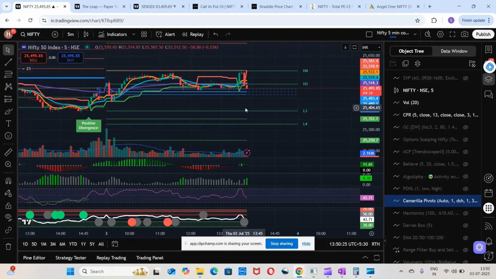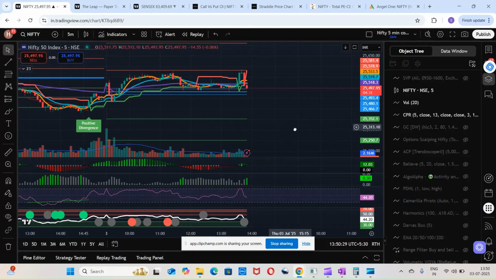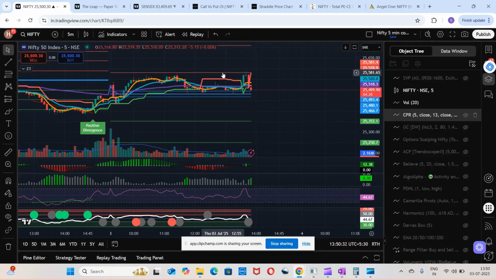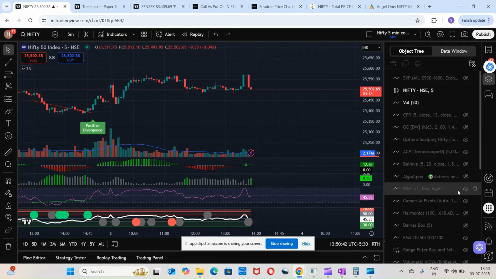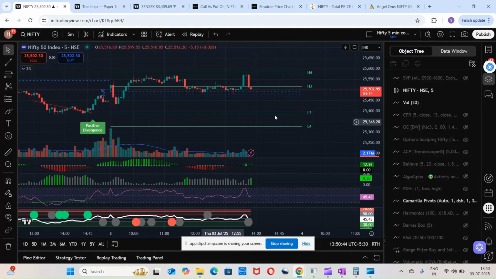Camarilla is still on. The CPR has its central pivot point with its own resistances R1, R2 and supports S1, S2, but these three lines are the central pivot range. If I remove this, then this is the Camarilla pivot points. It has L3, H3, H4, L4. I only put these points because I removed the other points.